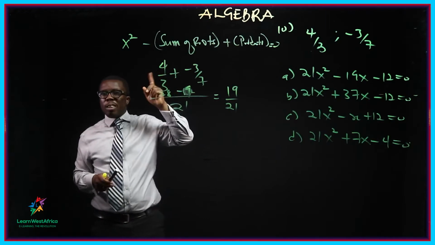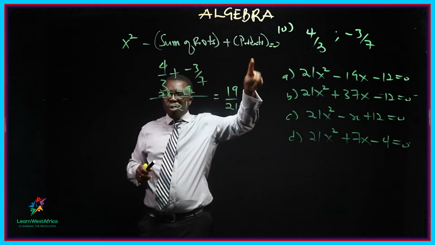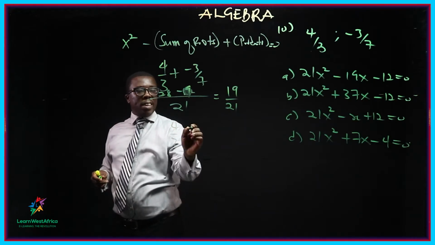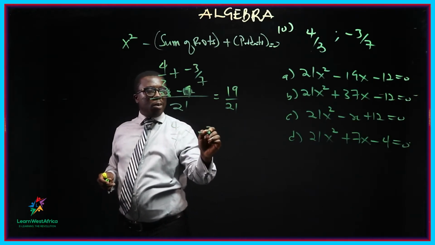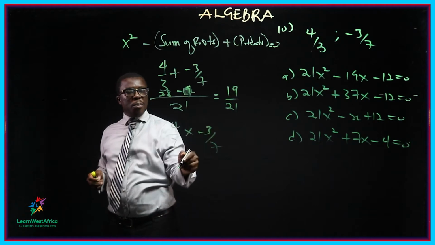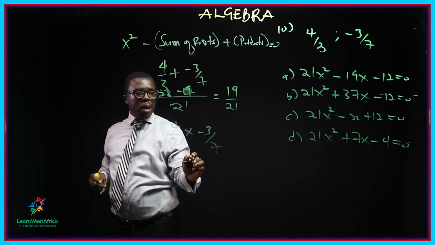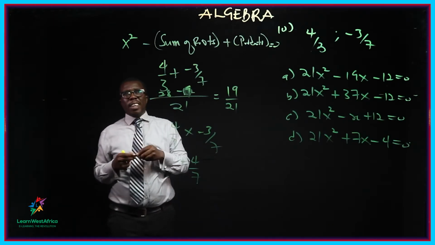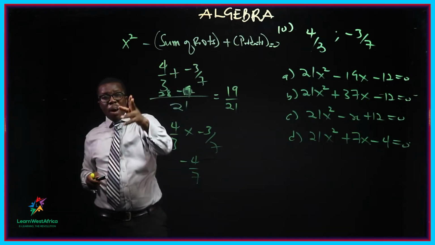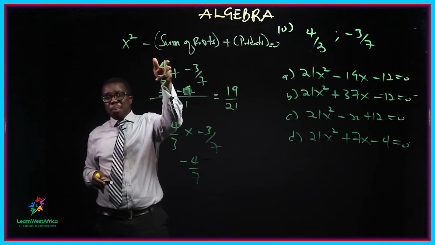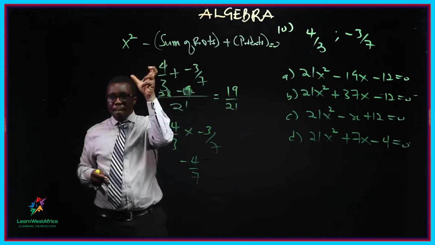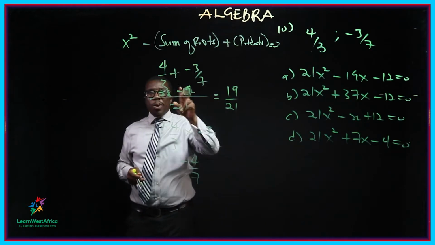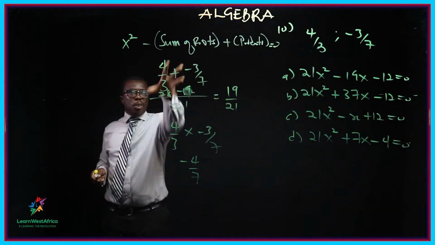Then you come to the product. The product is just the roots multiplied: 4/3 times minus 3/7. We are going to have minus 4/7. Guys, are you okay? That's the general rule. So for a quadratic we apply this principle: the sum of the roots, then the product of the roots multiplied.